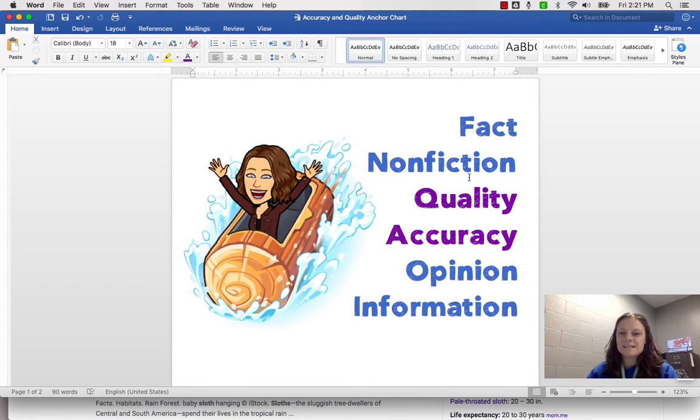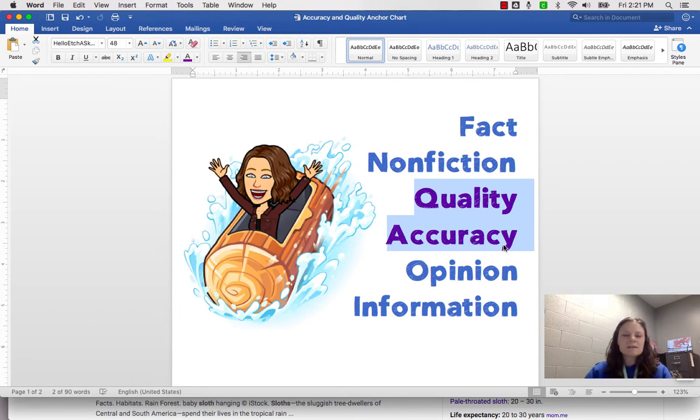Hi, fourth graders. Today in reading, we're going to talk again about fact and opinion, except we're going to focus a little bit more on the quality and the accuracy of the facts that we find in nonfiction books. So we've been talking this week about those facts and opinions, and those are some of the words that we used. We also talked about how they're in nonfiction texts, and those give us information. And then this quality and accuracy piece is what we're zooming in on today.